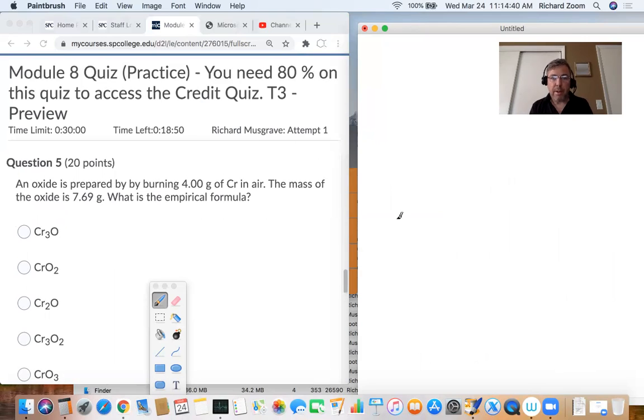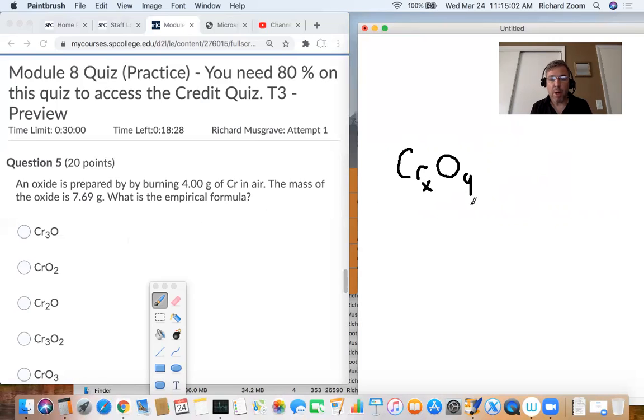Now, with oxides, it says an oxide is prepared by burning 4.00 grams of chromium in air. The mass of the oxide is 7.69 grams. Now, that oxide is not oxygen. The oxide is some compound of chromium and oxygen, which has some sort of molecular formula.